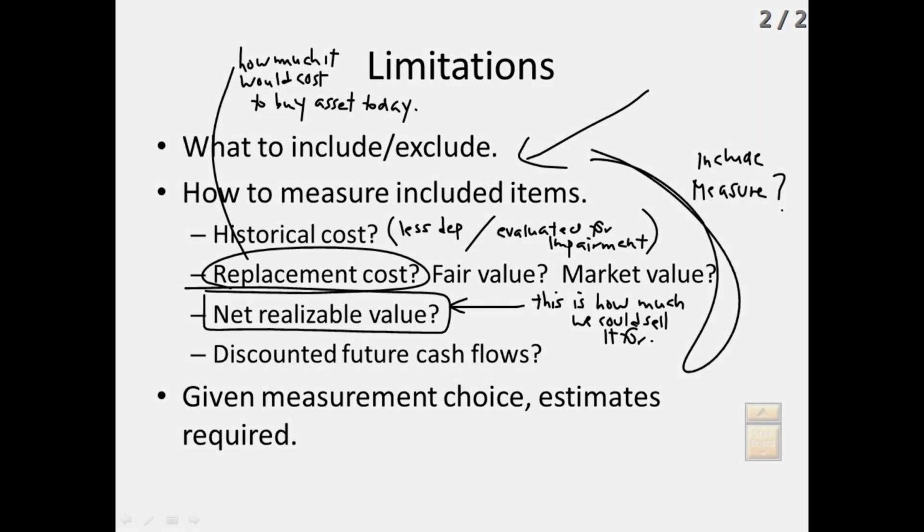Given we make some choices, now mind you, historical costs we use a lot, but that doesn't mean we only use it. There are times when we use replacement costs, there are times that we use net realizable value, and there are even times when we use discounted future cash flows. Different accounts are measured differently, and we'll talk about which ones are used where. So you can't just say everything is at historical cost. It's not, and even historical cost less depreciation. Okay, so we're going to have estimates. That's a problem too.